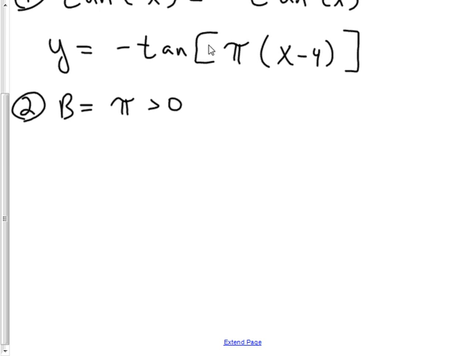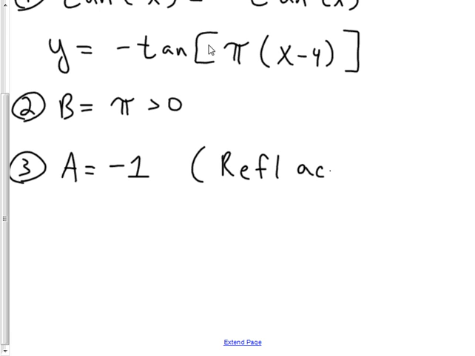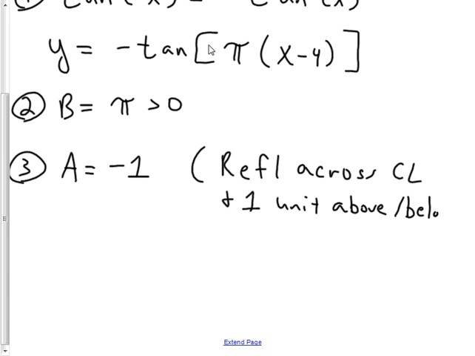All right, third thing here. We need that value for a. In this case, our value for a is negative 1. That tells me two things. First of all, I'm going to have a reflection across my center line, since a is negative. And also, I'm going to be 1 unit above and below my center line. So my value for a is negative 1, which tells me we have a reflection across my center line, and then we're 1 unit above and below. Now, there is no plus or minus out on the end, so my value for d is 0, so that immediately tells me that my center line is going to be the x-axis.